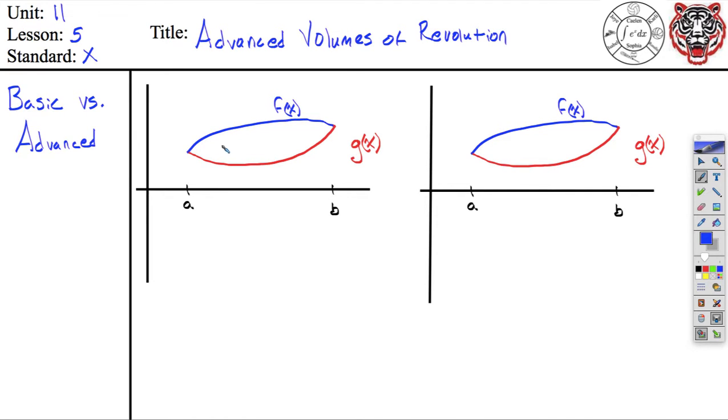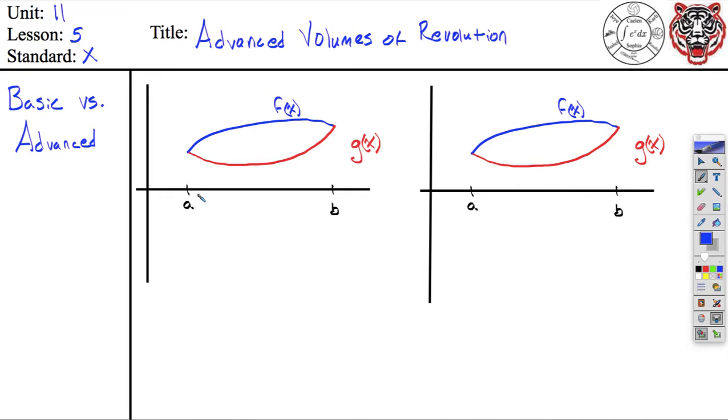Oh, I remember. So let's talk about the difference between basic and advanced volumes of revolution. I'm still revolving around the x-axis in this first example. If you're familiar with calculus terms, that means we are going to be doing the washer method. There are really, really advanced volumes of revolution. They're just different, I guess. Some of those are called shells, if you want to look them up. But for now, I'm just going to go into a different type of washer.